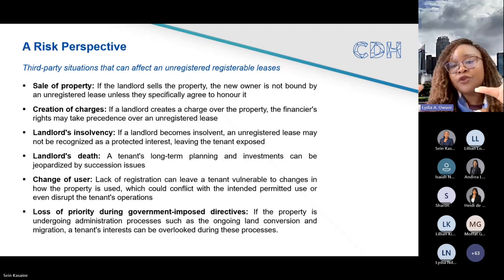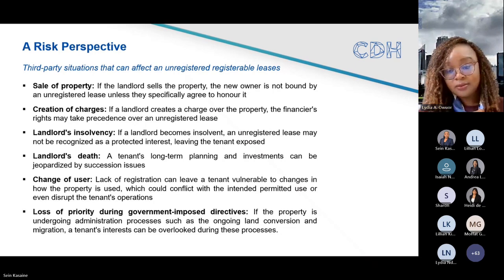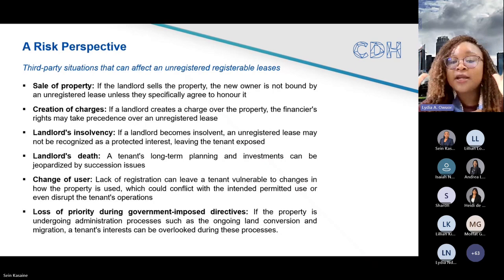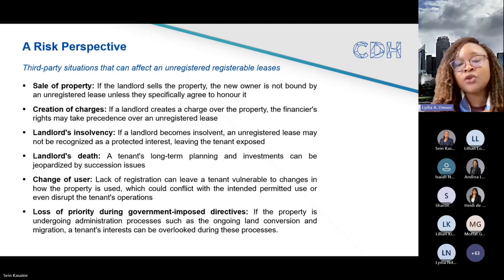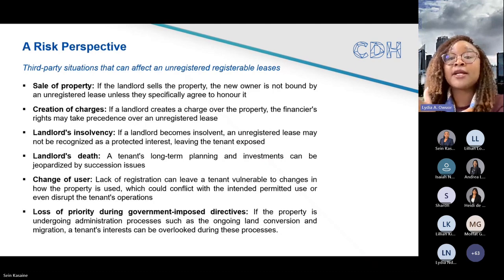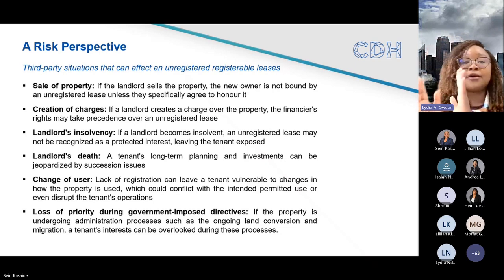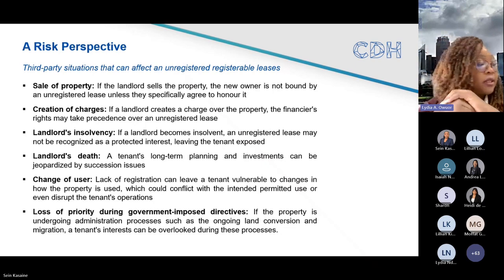So if a change of use occurs, wouldn't you be in a position where you could be forced out given the change of user? Think about it. Or even a lease can be voided simply on the basis that the user designation is no longer compatible with the tenant's activities. Don't overlook that. Think critically about it.